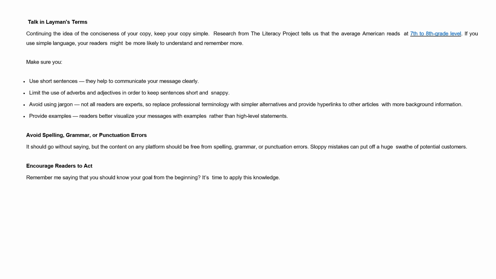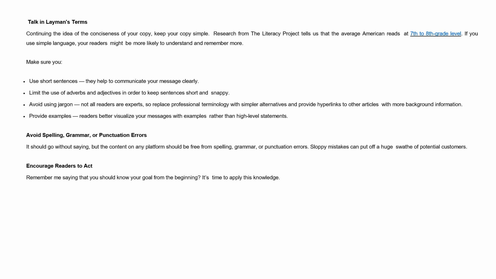Talk in layman's terms, continuing the idea of conciseness to your copy. Keep your copy simple. Research from the Literacy Project tells us that the average American reads at a 7th to 8th grade level. So if you use simple language, your reader might be able to understand what you want to say and remember more. Make sure you use short sentences. They help to communicate your message clearly.